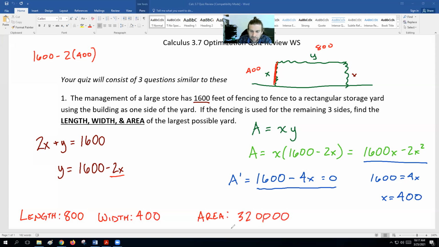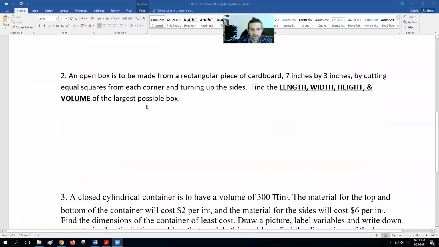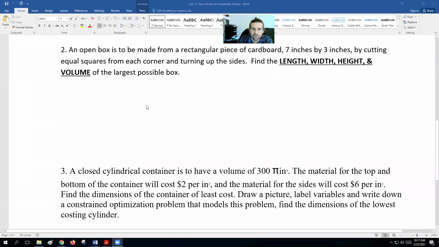So 320,000 square feet would be the largest possible area they can enclose. Okay, let's check the next problem out. So remember, anytime you guys can pause, rewatch these videos and go through.